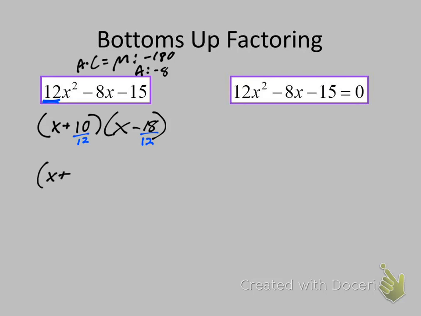X plus 10 twelfths reduces by 2, so 5 sixths. X minus, now 18 twelfths reduces by 6 to what? 3 over 2, very good. Which still doesn't get us where we want to be. Which is where the name comes into play. What's it called? Bottoms up factoring.